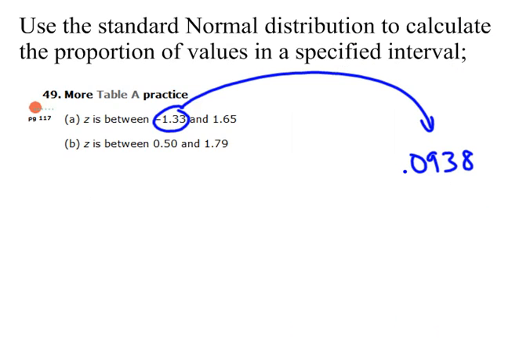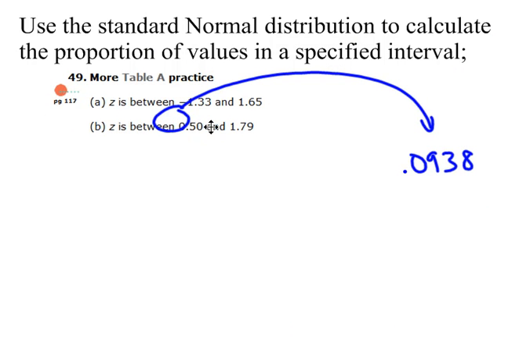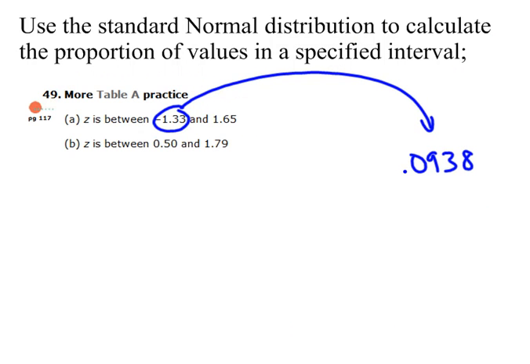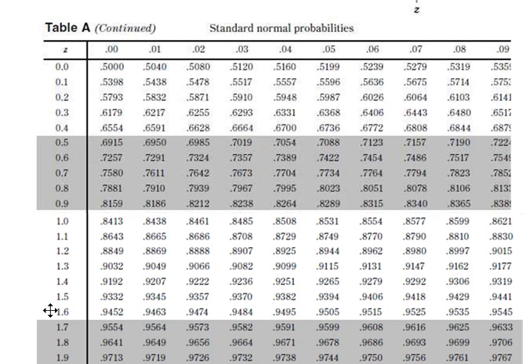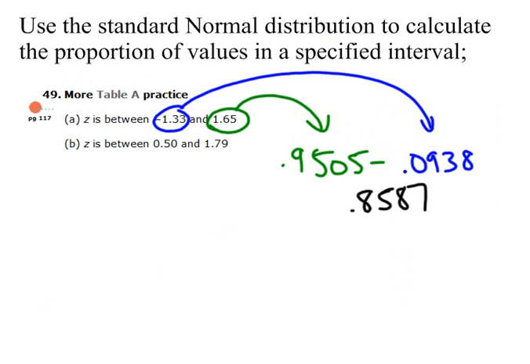If I want the area under the curve for 1.65, I go back to the table, the second page this time, and I get 1.65, which is 0.9505. So the area between is 0.8587.